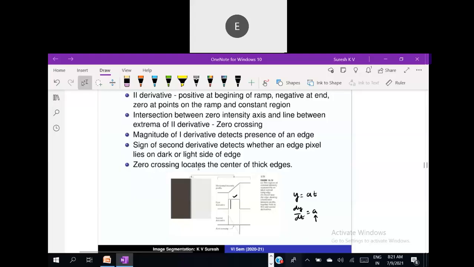And as I said, the zero crossing locates the center of the thick edge. So when an edge is like this, the zero crossing exactly tells me the center of the thick edge. Whenever you are detecting edges, if the thickness of the edges is very large, just to reduce the thickness, I can use this zero crossing and make sure that I reduce it. We call this edge thinning or the thinning operation, which we will discuss in the next unit. So zero crossing will help.